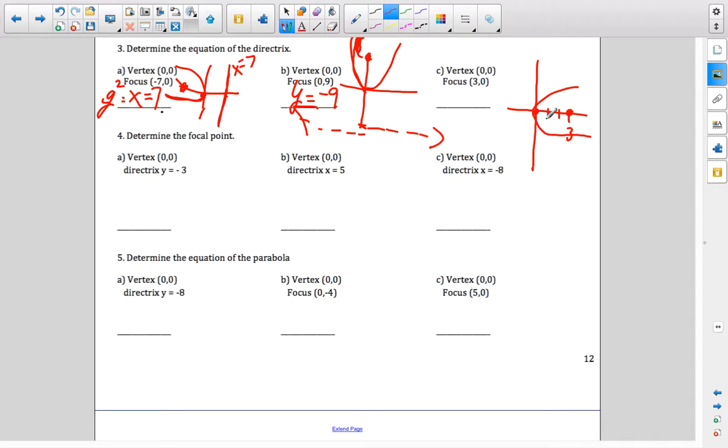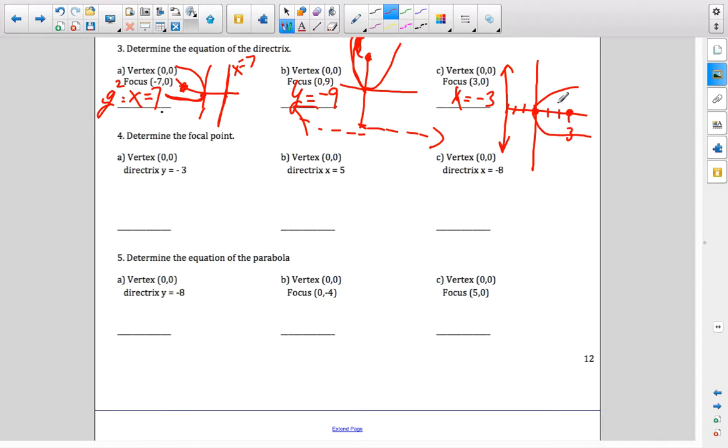And that's right, it's going to be opening to the right, because the focus is always included. And our directrix, since this is 3 above the vertex, our directrix will be 3 below the vertex. And we just need to come up with the name of a line that goes through x equals negative 3. 1, 2, 3. I think our name is x equals negative 3.